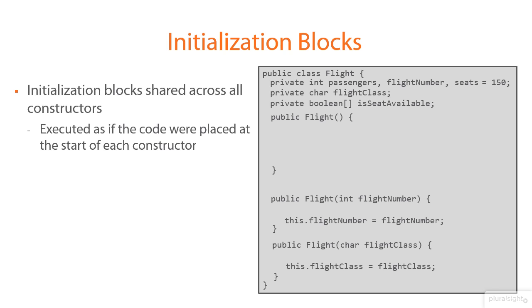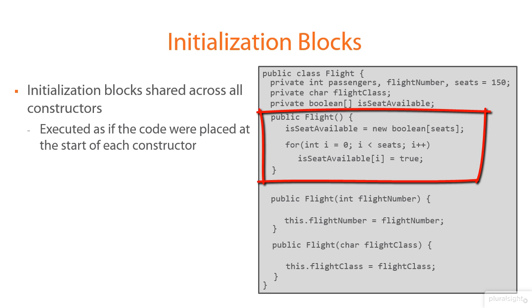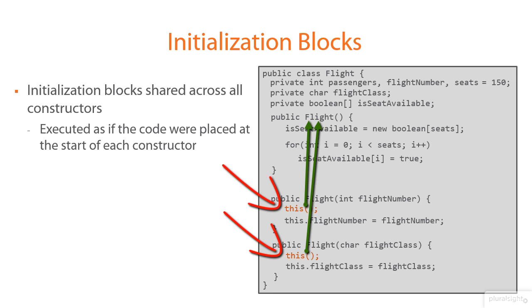So now, based on what we know so far, the way we would do that is we would go to our no argument constructor here. We would go ahead and allocate the array for isSeatAvailable. And then we would loop through each one and set each one to true. Now, that's a reasonable thing to do. What we do, of course, is that in each of the other constructors, we would call up to that constructor. So our constructor based on flight number and our constructor based on flight class would both call up to the no argument constructor. And that's a reasonable thing to do.